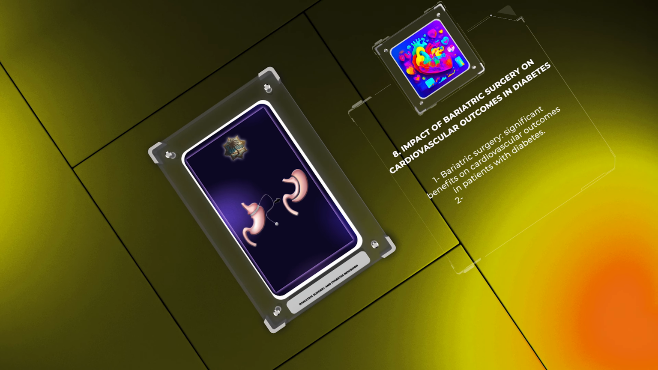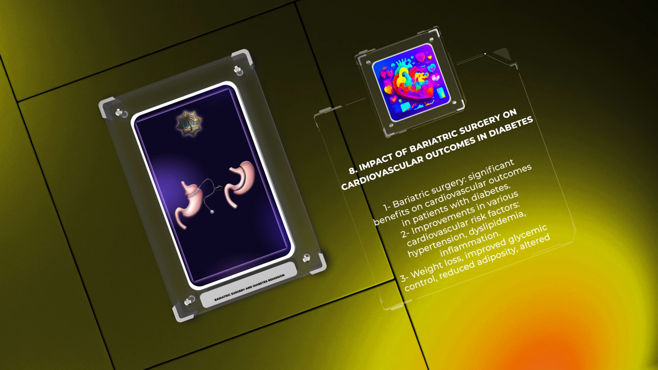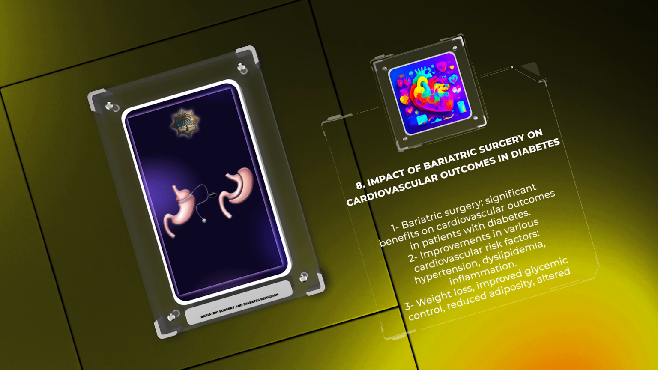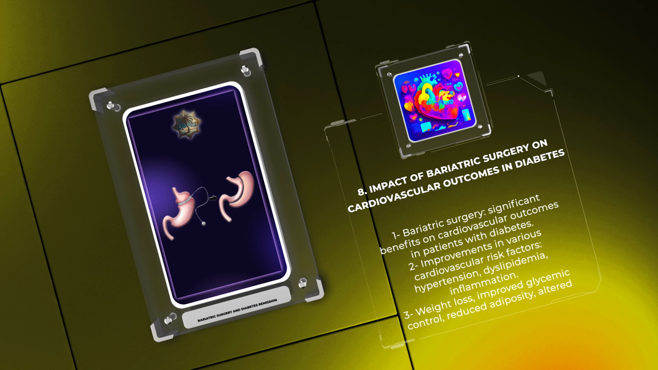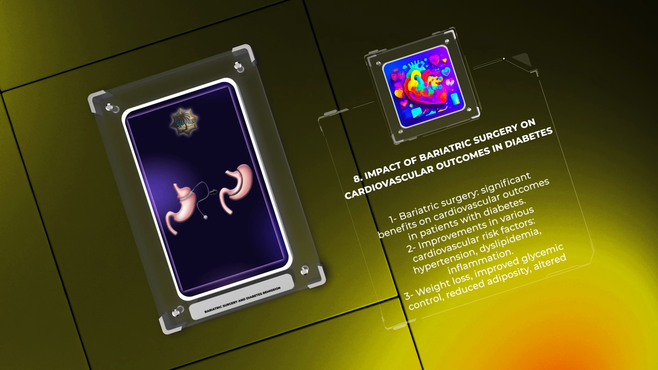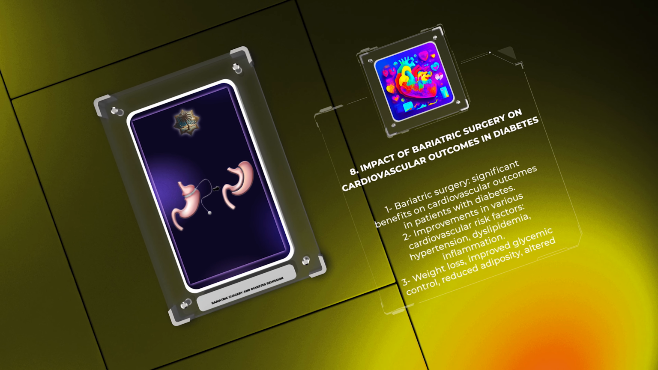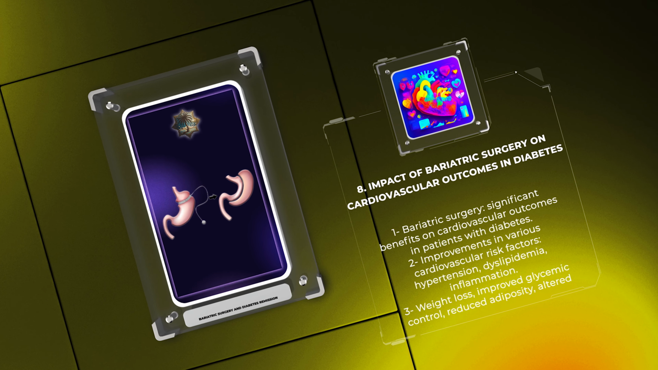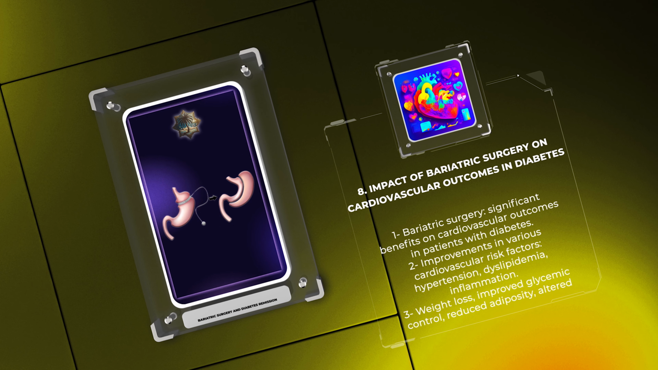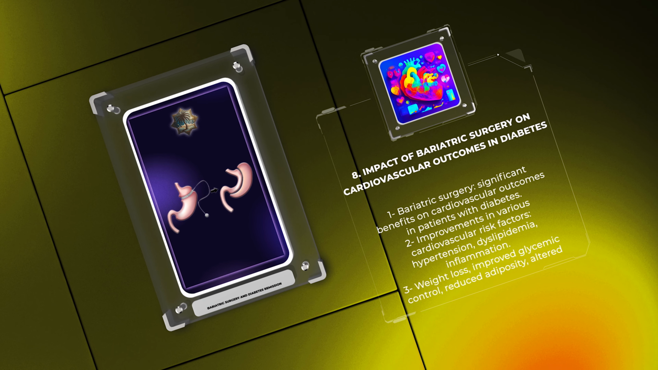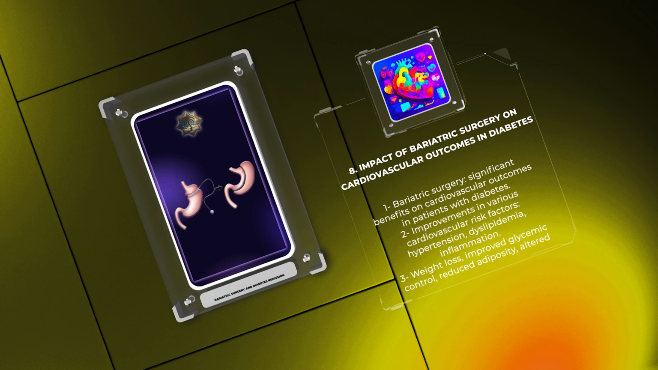Cardiovascular disease is a major cause of morbidity and mortality in patients with diabetes. Bariatric surgery has demonstrated significant benefits on cardiovascular outcomes in these patients. Long-term studies have consistently shown that bariatric surgery leads to improvements in various cardiovascular risk factors, including hypertension, dyslipidemia, and inflammation. Through mechanisms such as weight loss, improved glycemic control, reduced adiposity, and altered adipokine profile, bariatric surgery contributes to a reduction in cardiovascular risk, ultimately leading to better patient outcomes. Future research should focus on elucidating the optimal surgical procedure and the long-term effects on cardiovascular outcomes in patients with diabetes.